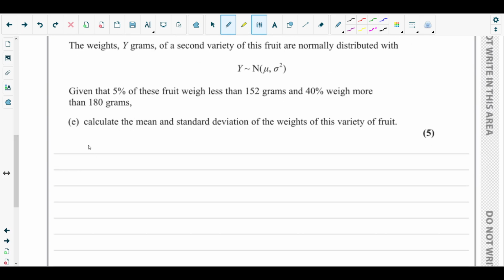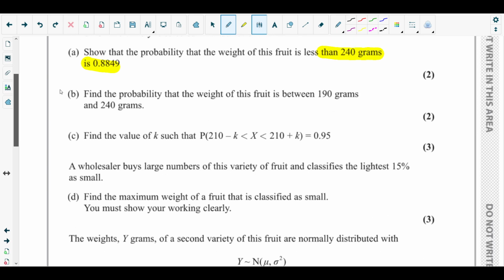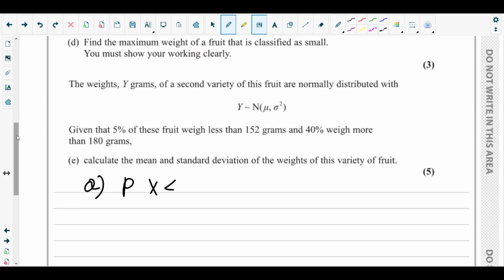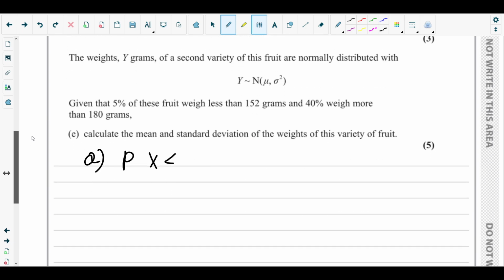We know that the weight of the fruit is normally distributed. So we can write the probability that the weight X is less than 240. That's what we need to find out.